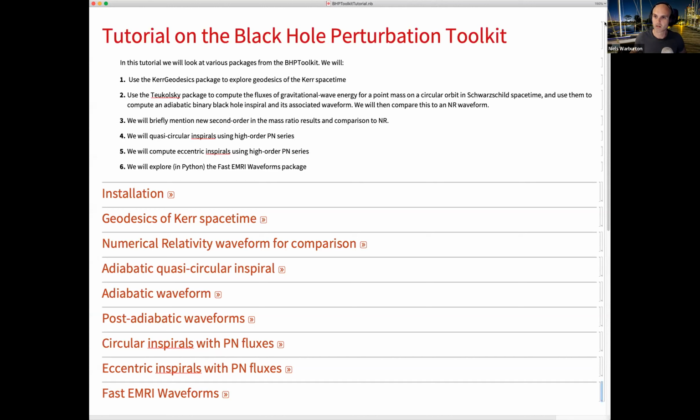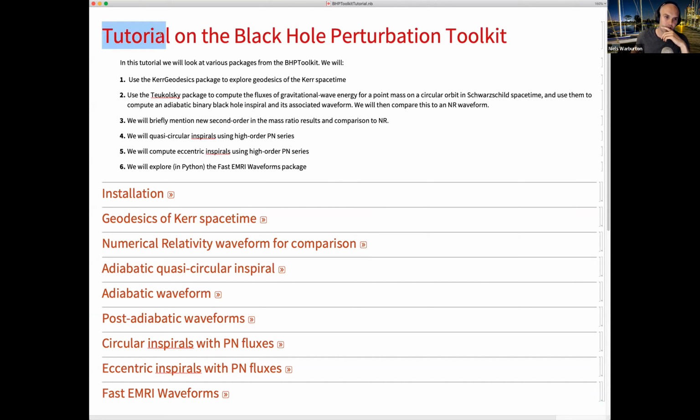Okay, just sort out my Zoom windows. Okay, hopefully the font size is okay. I've made it slightly bigger, but if anyone wants it larger, just let me know and I can do that.